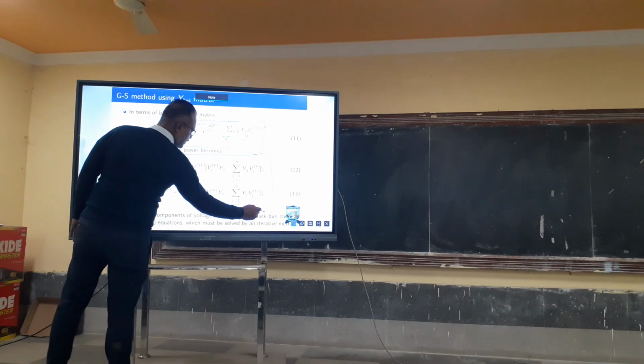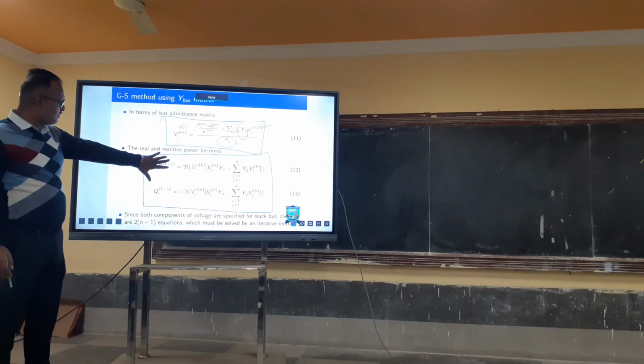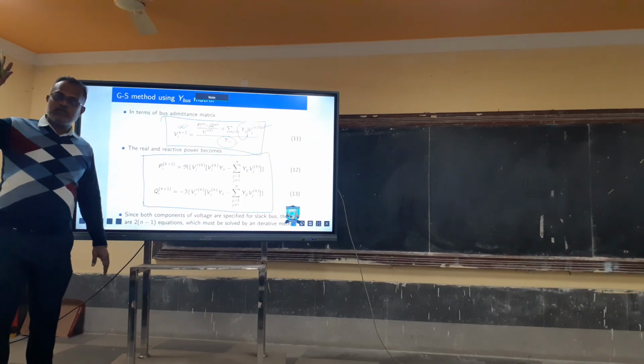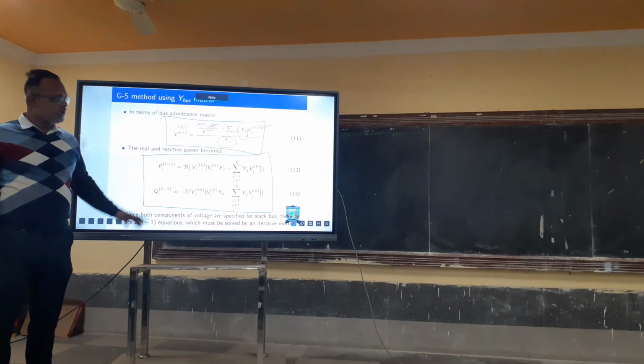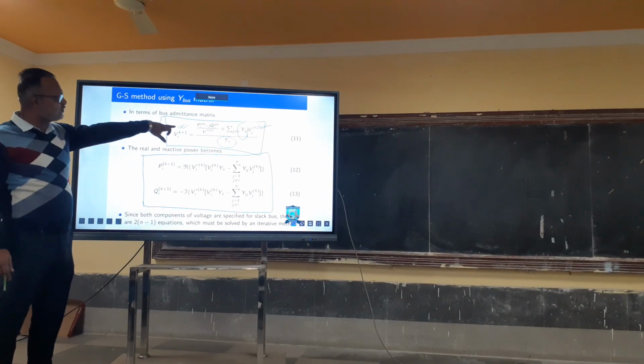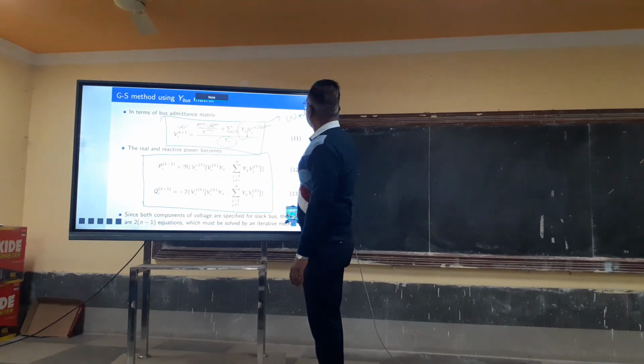We can also iterate with respect to Pi and Qi, but this is not required. This will be used in your Newton-Raphson method. In the Gauss-Seidel method, we are going to iterate only on the voltages. So write only this formula. This is the working formula for the Gauss-Seidel method.